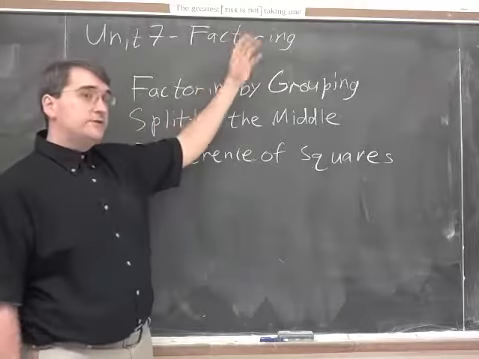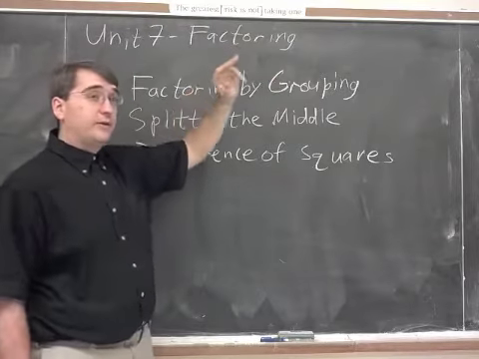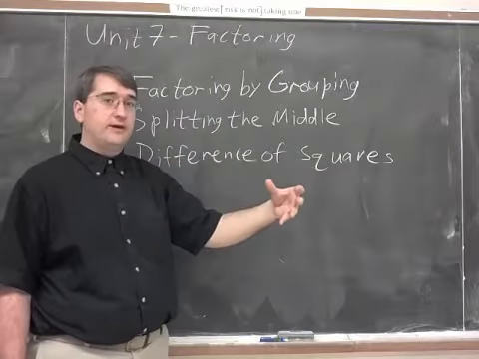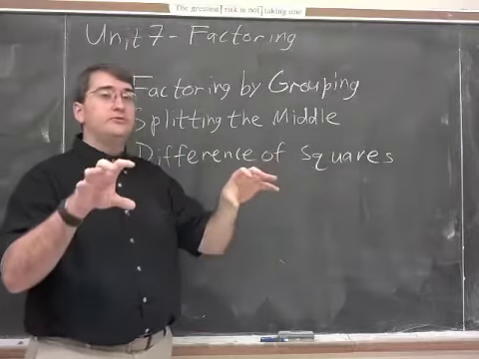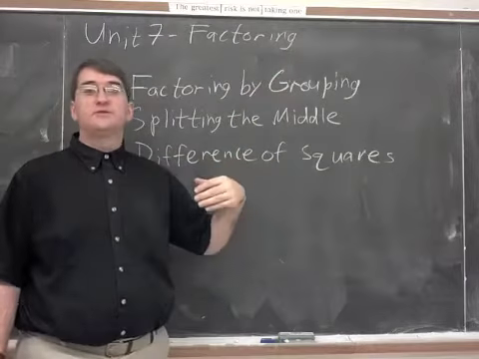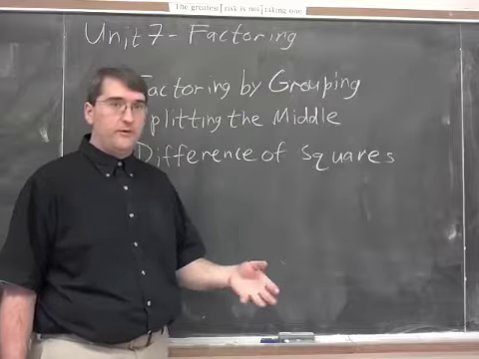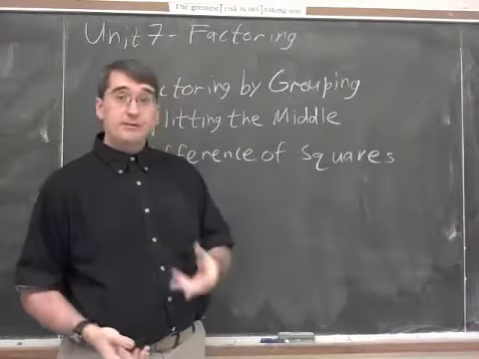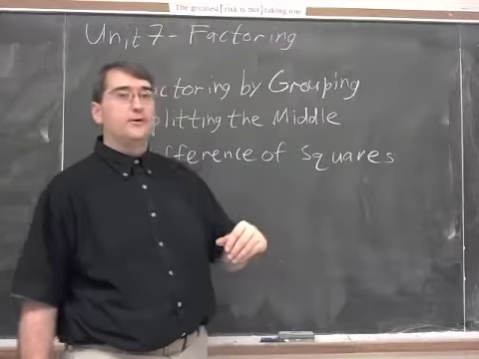In this unit, we're going to be talking about factoring, which is the opposite process. Distributing, multiplying, gives you a polynomial from two binomial factors. Factoring is the reverse process. You start with a polynomial, and then you figure out what factors multiplied to make that polynomial.